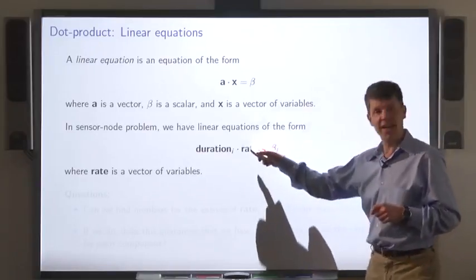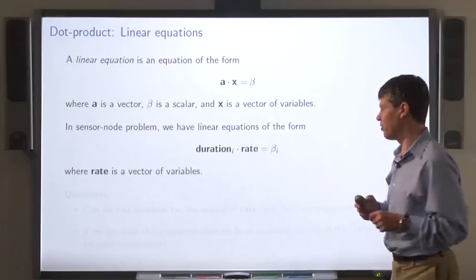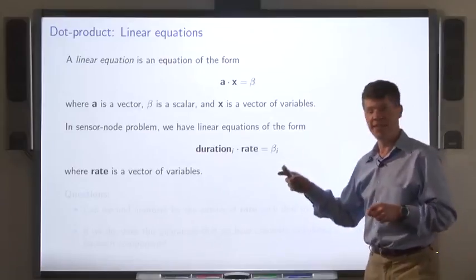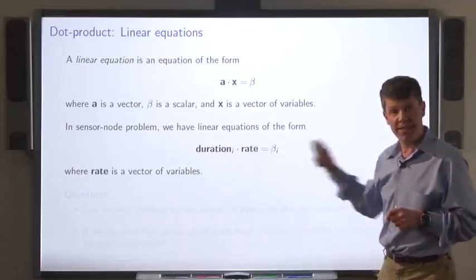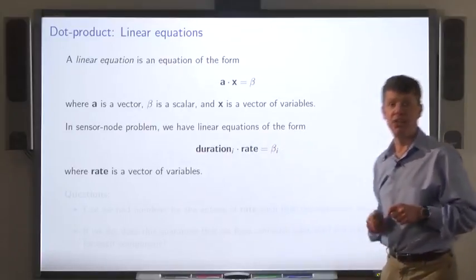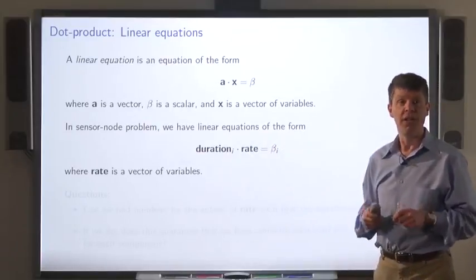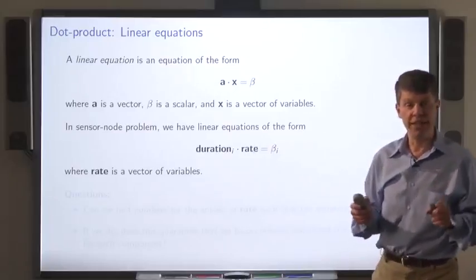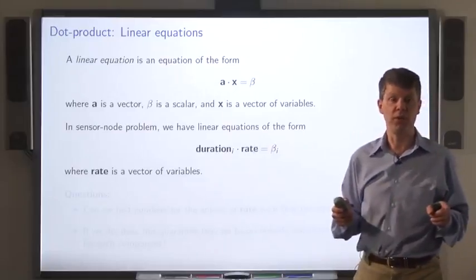Now, this vector rate is actually a vector of variables. And the idea is that by solving this collection of equations, we can figure out what the entries of the rate vector are. That is, how much current is drawn by each of the hardware components.